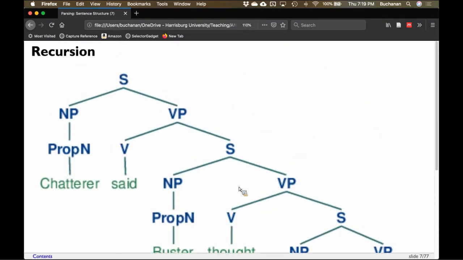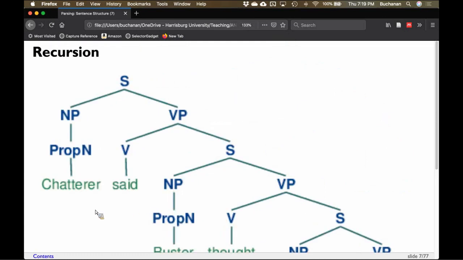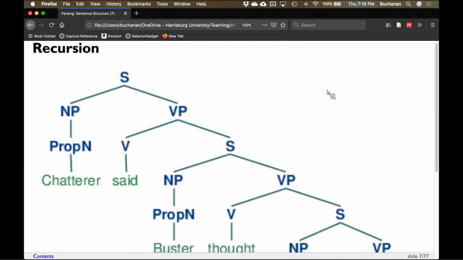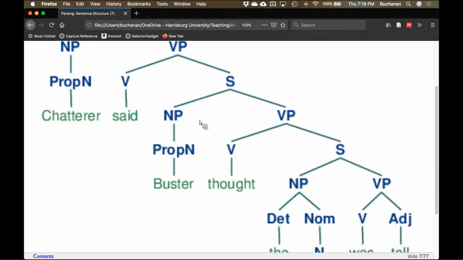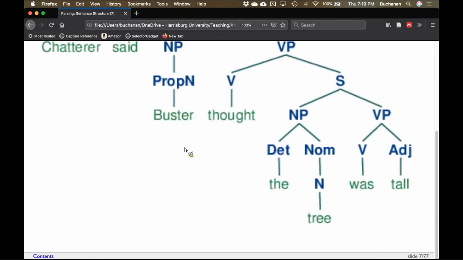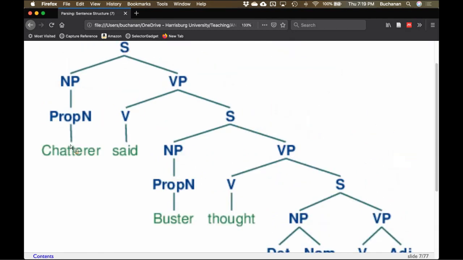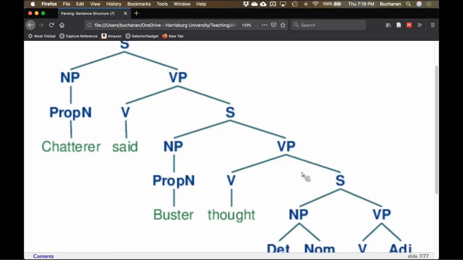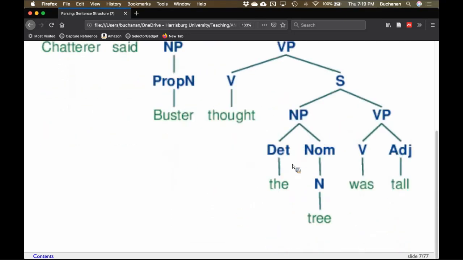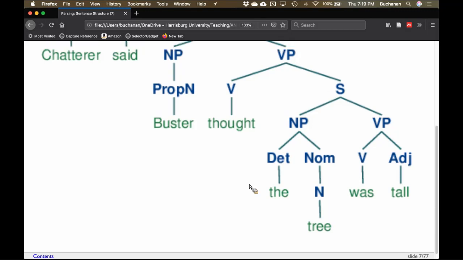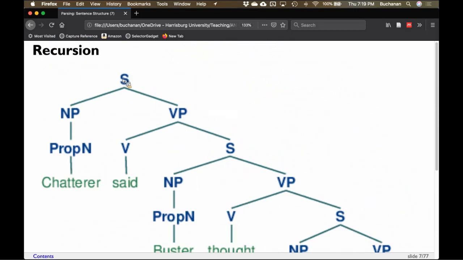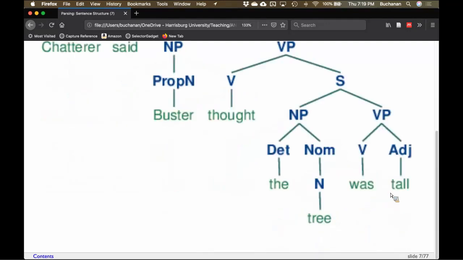And so here's an example of some recursion in a parse tree. Zooming in and out is not doing me any good. So here's the idea. This is the whole sentence. Chatterer said Buster thought the tree was tall. Okay. And so here's the first sentence: Chatterer said. Here's the second sentence: Buster thought sentence. And then the last full sentence, the tree was tall. So by building one of these trees, I can tell this sentence is more complex than other sentences because I can just count the depth, right? So I could say, well, it goes from 1, 2, 3, 4, 5, 6, 7, 8 deep.